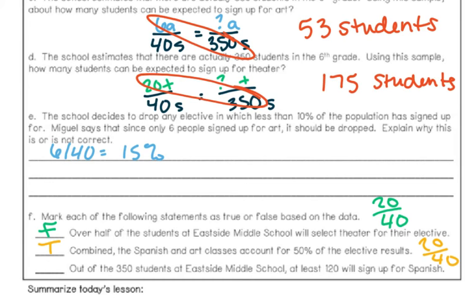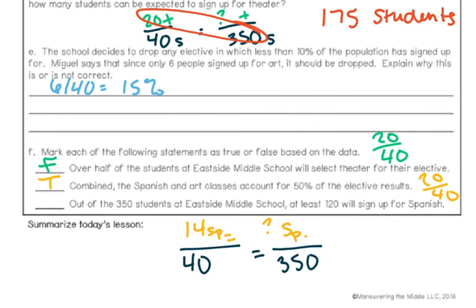Finally, out of the 350 students at Eastside Middle School, at least 120 will sign up for Spanish. For this one, I would set up a proportion. On the left side of my proportion, I have the data from my sample. 14 students chose Spanish out of the 40 students selected. And we're going to see how many students would choose Spanish if this is proportional to the 350 students at the middle school. After cross-multiplying and dividing, I get 122.5. This is more than 120 students, and since the problem says at least 120 students will sign up, this statement is also true.